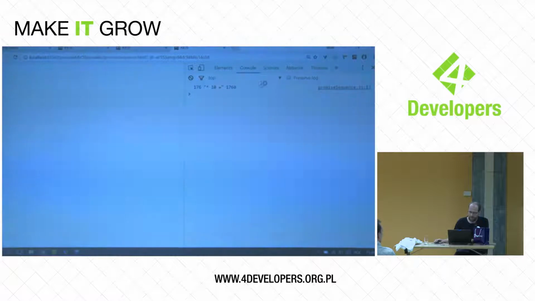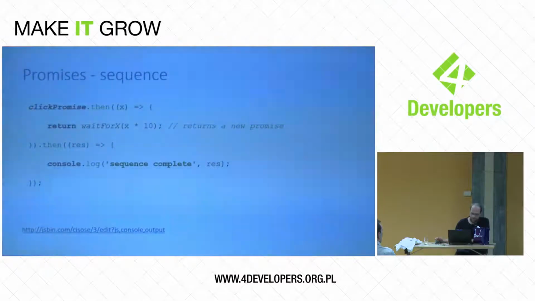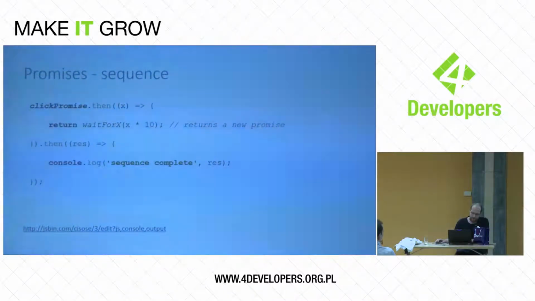So okay, I click. About 2 seconds, and yeah, timeout hit. Let's make it again. 3 seconds. That's sequencing, and it's done way easier than with callbacks. No callback hell. Everything is kind of linear. And yeah, every then method will return a promise, so we can chain this into however long we want.